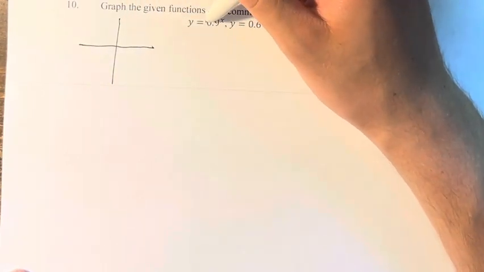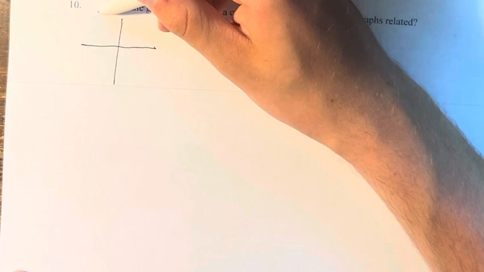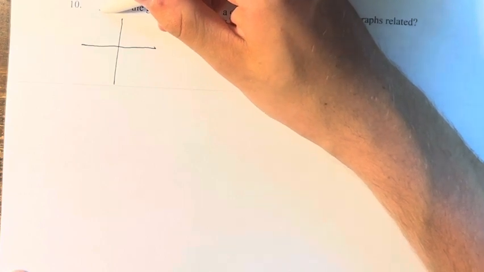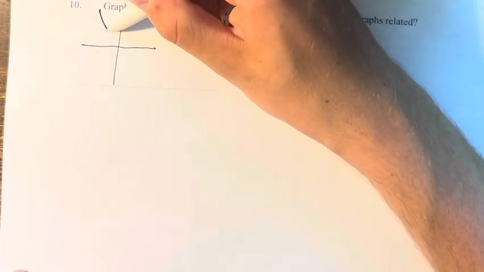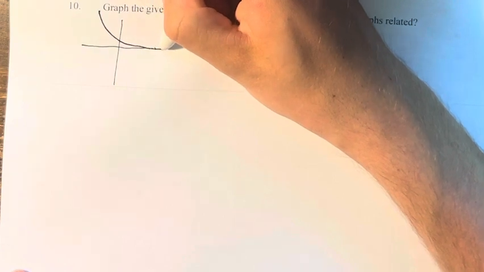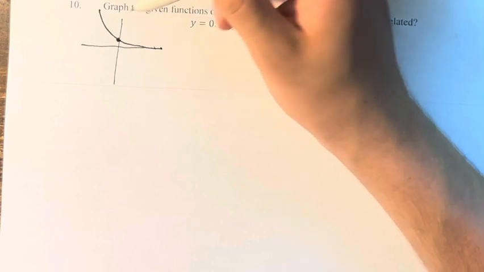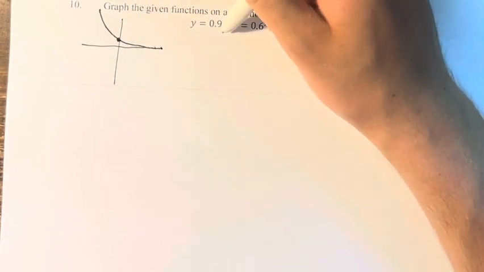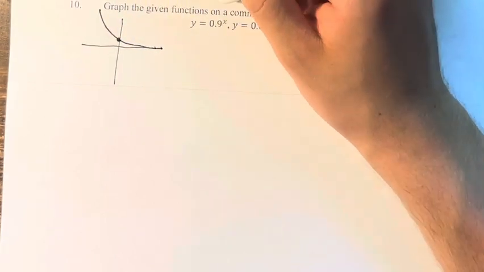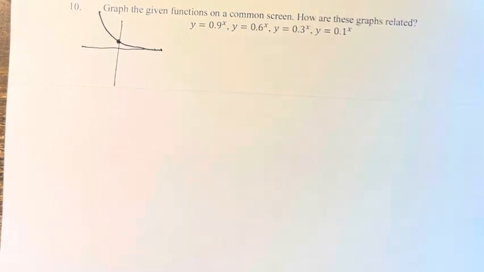Therefore, they're going to have the general shape where they start off towards positive infinity, and then as x increases, the y value approaches 0. And they go through the point (0, 1), no matter what the base is. I'm going to graph these on a common screen to see the differences, right?